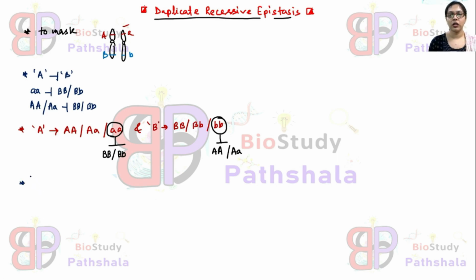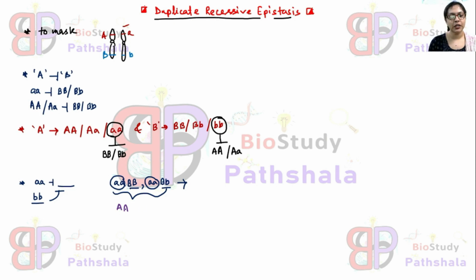So if on a particular genotype homozygous recessive condition of A gene is present, then it will mask the effect of the entire genotype expression. And if the homozygous recessive form of B gene is present, then it will again mask the effect of entire genotype's expression. That means if small a small a, capital B or small a small a, capital B small b, these two genotypes will show same type of phenotype, because here homozygous recessive form of A gene will mask the effect of these genotypes.